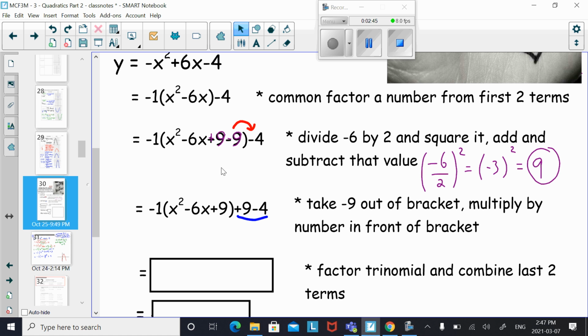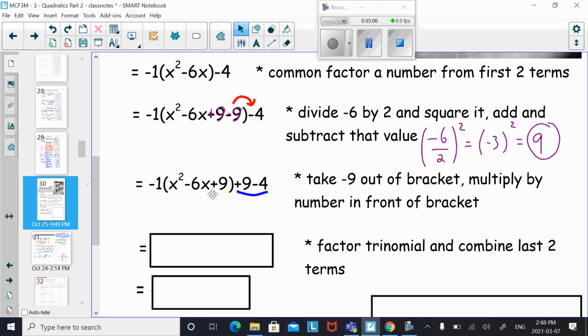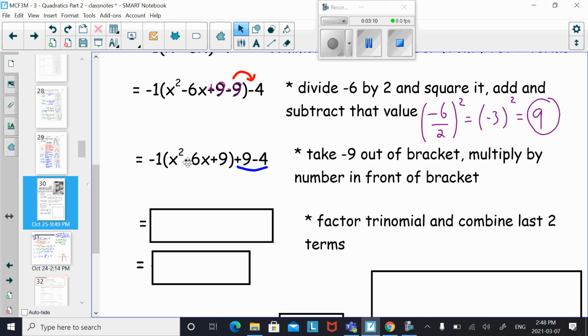The whole point of this was to create a nice trinomial inside the bracket that we can factor. We had a trinomial, but we were not able to factor that, right? Even if you use factoring by decomposition, there's no way you can come up with two numbers that multiply to 4 and add to 6. Those are going to be decimal answers. So now we have a nice trinomial that we can factor.